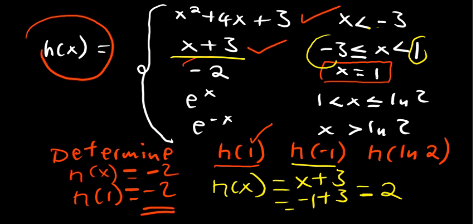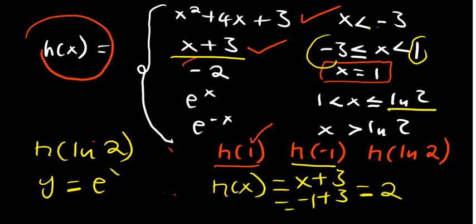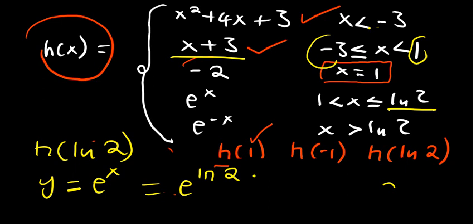Alright. Then the last one says determine h of natural log of 2. So natural log of 2, where is it? It's part of this one, where y is equal to e to the power x. So we need to plug in now. So e to the natural log of what? Natural log of 2. So if you get your calculator and plug that in, your value is going to be what? 2.